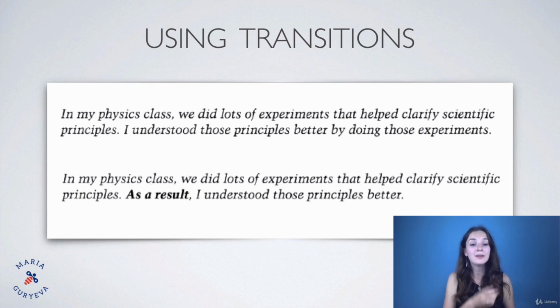Let's have a look at this example. In my physics class, we did lots of experiments that helped clarify scientific principles. As a result, I understood those principles better. So in this case, our sentences are shorter and also they are well connected. In order for you to practice the transitions, we have a lot of exercises in the resources. We have a list of transitions which you can learn, and then we have the exercises which can help you practice the transitions. Using transitions is crucial for your writing score, so go ahead and do those exercises and learn or revise those transitions because it's very important for you to know them.